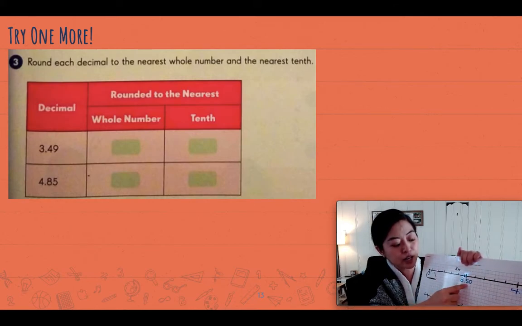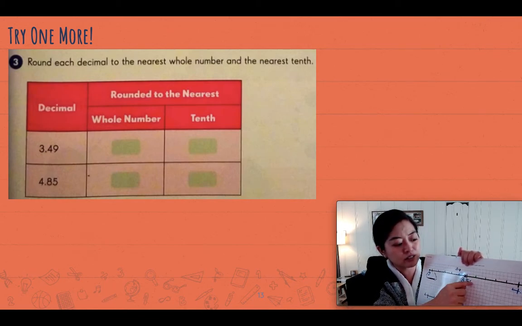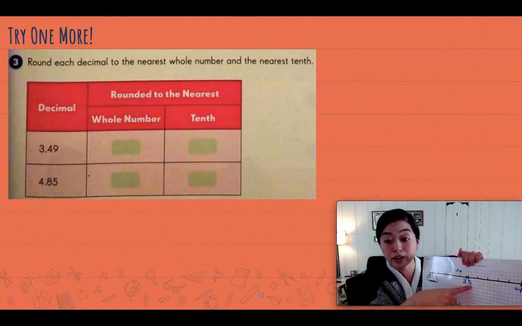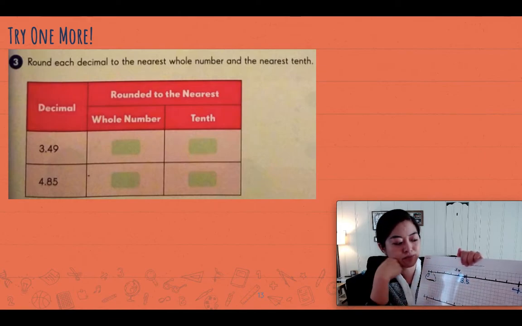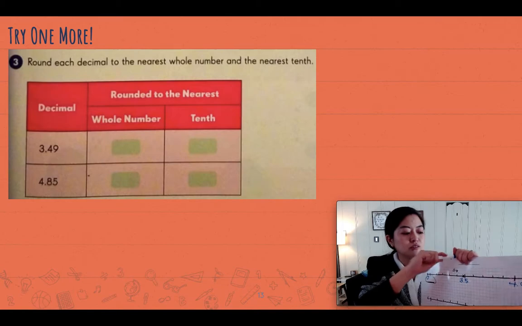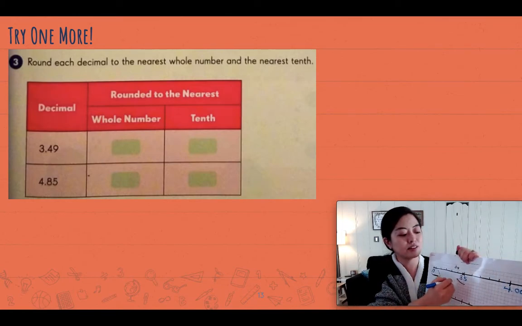What about here? How do I write 3.50 as a tenth? I'm going to erase the trailing zero. Now there's only one number right after the decimal point. So now I know that this decimal is in tenths, 3 and 5 tenths. Now 3.49, which tenth is it closer to? 3.4 or 3.5? It's closer to 3.5 right here.